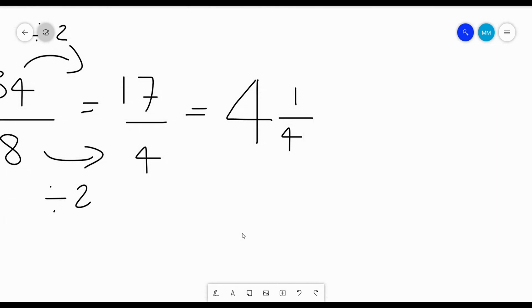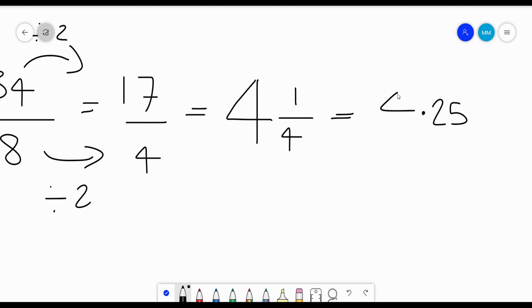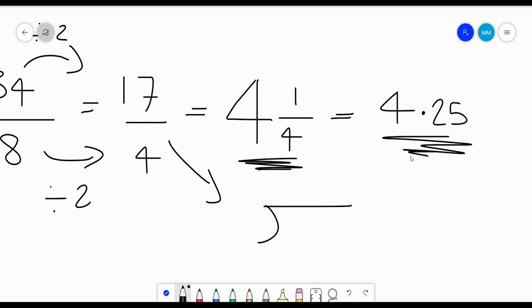Which in a case such as this, we can convert to a decimal really easily, because for those of you who know, 1/4 is the same as saying 0.25. So we stick the big number in front, 4.25. If you didn't know that, no worries. Just do, I mean, this answer's good enough. This answer's overkill.